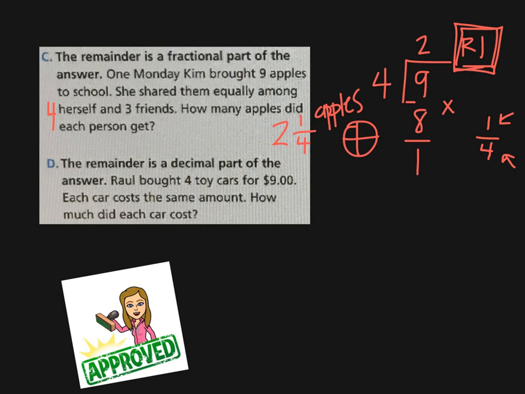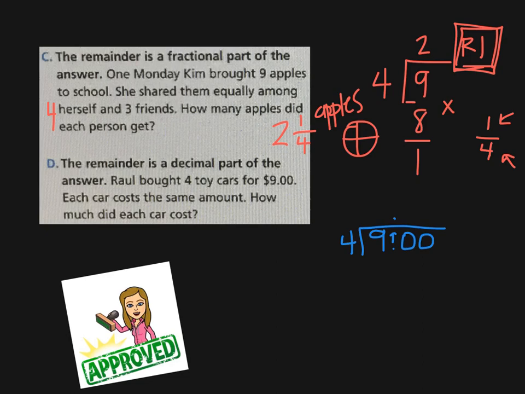So now we're taking Raul's $9 and dividing it by 4 because that's how many cars he bought. Now, division with decimals is actually quite easy. The decimal point is going to stay in the same spot. So I literally just bumped it up from my dividend into my quotient, and that's where it stays.